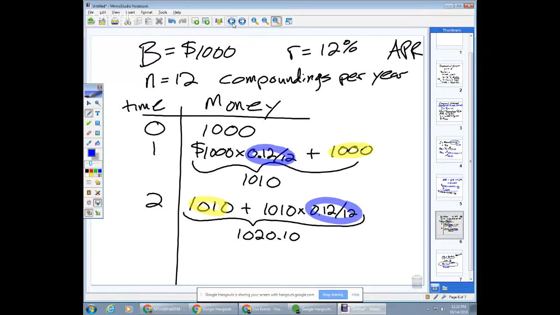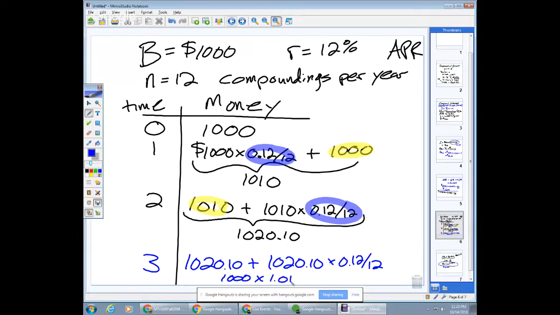So on my table, I now have 2 methods to calculate what's happening in the 3rd month. We can use blue. So in the 3rd month, one way to calculate it would be to say I have 1020.10 plus, repeat that, 1020.10 times the 0.12 over 12. My claim is that I can also take my original amount, 1,000, and multiply by 1.01 to the third power, because I've gone 3 months out. So let's do both of those calculations and make sure they come out with the same number before we move on.